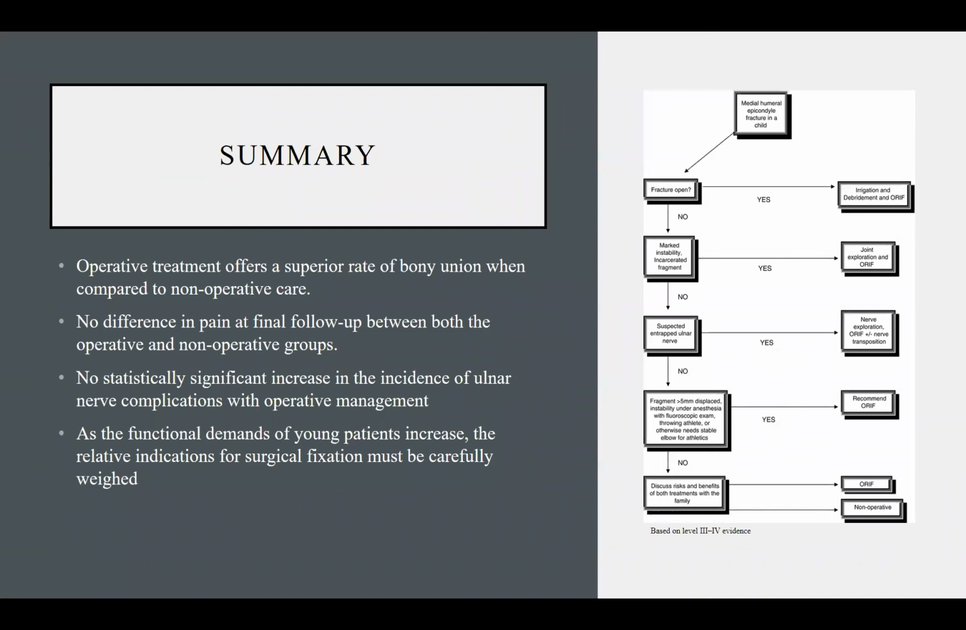So in summary, operative treatment offers a superior rate of bony union compared to non-operative care. There's no difference in pain at final follow-up between the operative and non-operative groups. There's no statistically significant increase in incidence of ulnar nerve complications with operative management. And as the functional demands of young patients increase, the relative indications for surgical fixation must be carefully weighed. And this is an algorithm derived for management.